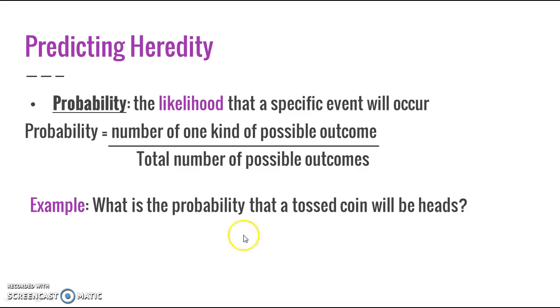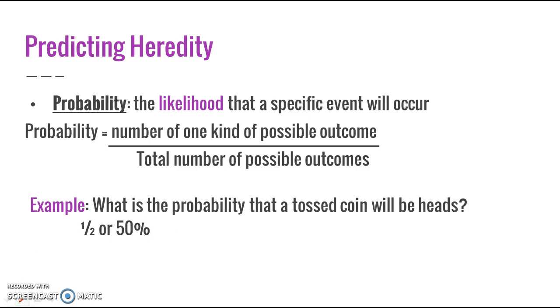Let's keep it simple and think about a coin. What is the likelihood or probability of tossing a coin and having it come up heads? Well, how many heads are there on the coin? Just one. But how many total sides are there on the coin? 2. So that means the probability for tossing a coin with heads would be 1 out of 2. And we can also express that as a percentage and say 50% of the time you are likely to toss a coin with heads.